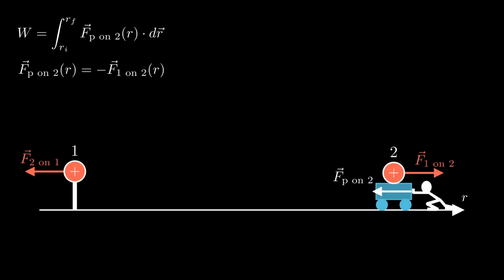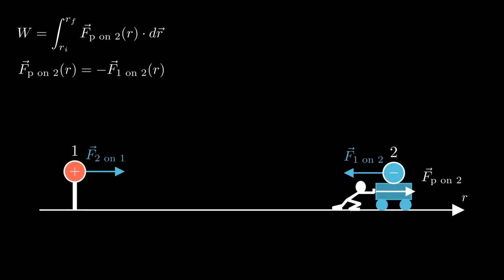The first fact that we can use is that the force exerted by the person is always opposite to the force that object 1 exerts on object 2. This is true if we have like charges, as seen here with the person pushing in the negative direction while F1 on 2 is positive, or if the charges have the opposite sign, as seen here with the person pushing in the positive direction while F1 on 2 is negative.